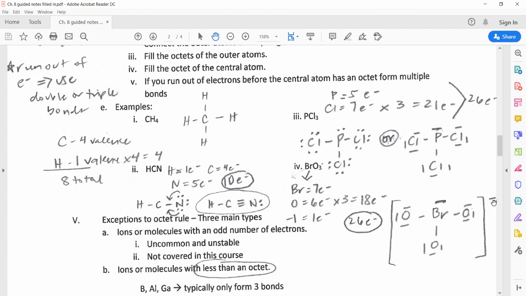And what I have here, you can't see it super well, but if you have an ion, you want to put brackets and show that charge out here. So that says -1 up there.